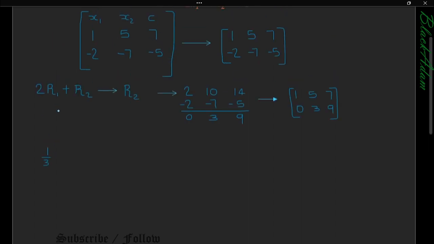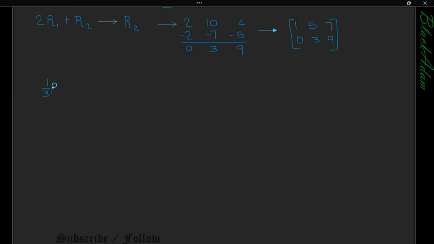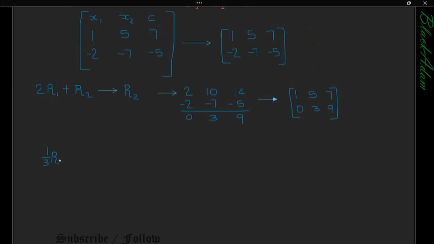Then we need to make the first non-zero entry to be 1, so it's 1/3 of the second row. And then from 1/3 of the second row we equate that to row 2, so we're just changing the row. So it's 1, 5, 7, and that's going to be 0. 1/3 times 0 is 0. 1/3 times 3 is 1, and 1/3 of 9 is 3.